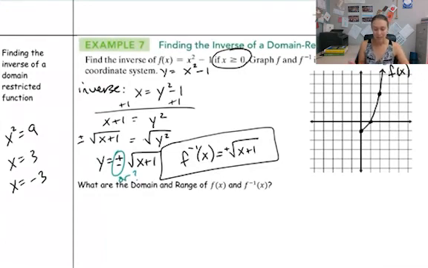If they wanted us to keep x less than or equal to 0, the other half of my original parabola, I would have kept the negative in front of the square root of x plus 1 for my inverse. So really, really think about it each time. Don't just assume it's always the positive.